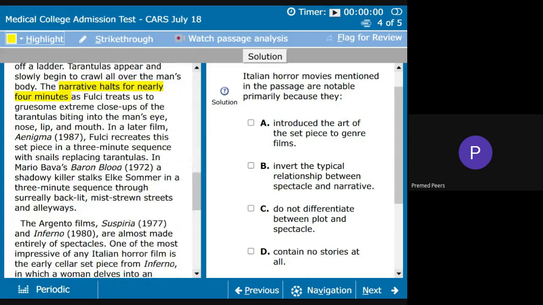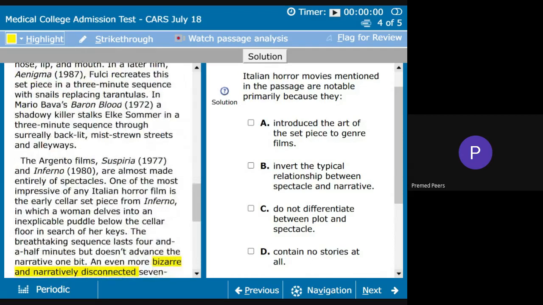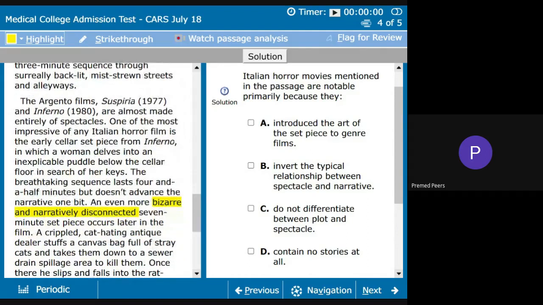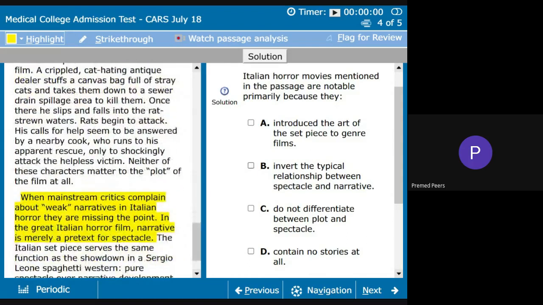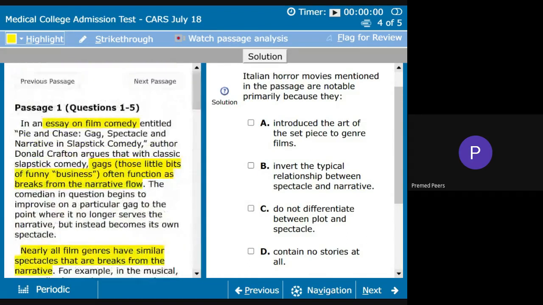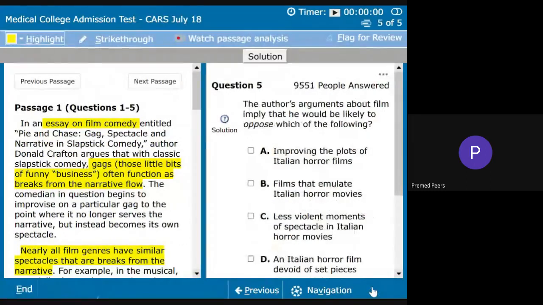So yeah, does that help clarify? If not, that's okay. Please feel free to message me if anything is still unclear or if there's anything more specific that you have. But for the sake of time, let's move on to the last question.